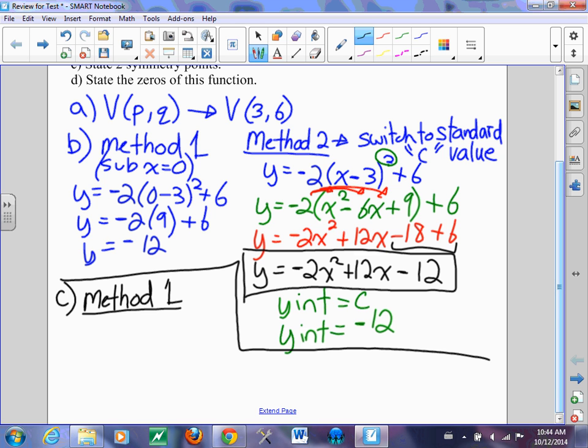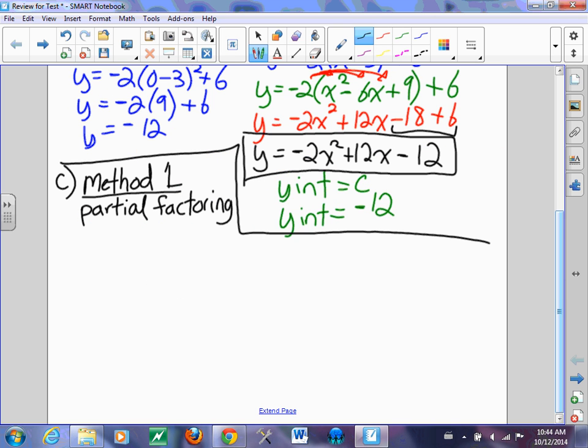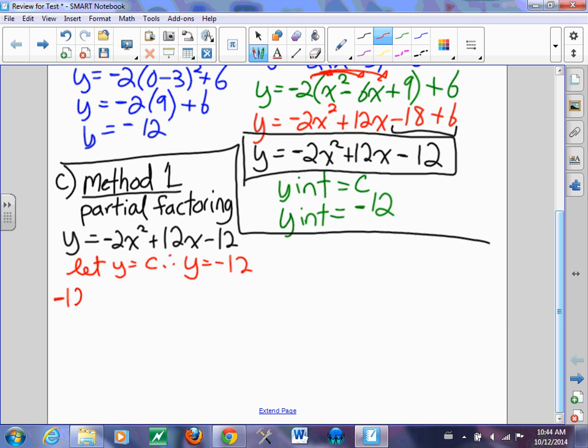So method 1, partial factoring. Okay, and again, we've got to use the standard form, ladies and gentlemen, in order to do this. So if I have y equals negative 2x squared plus 12x minus 12, partial factoring starts by letting y equals c, so therefore we'll let y equal negative 12. So it's going to be negative 12 equals negative 2x squared plus 12x minus 12.